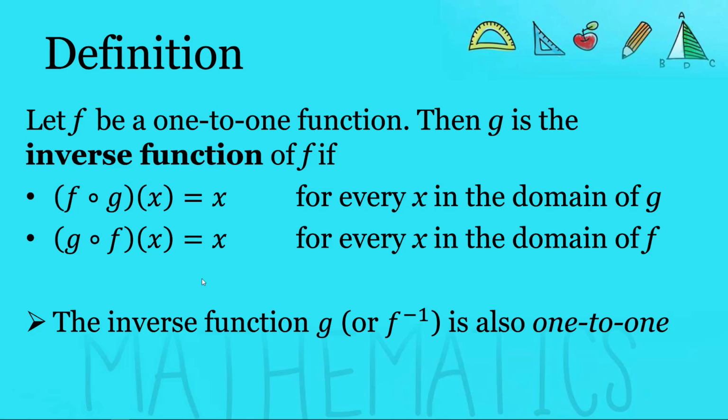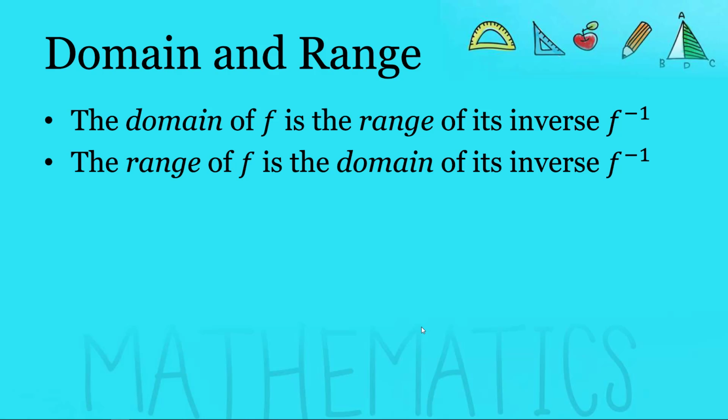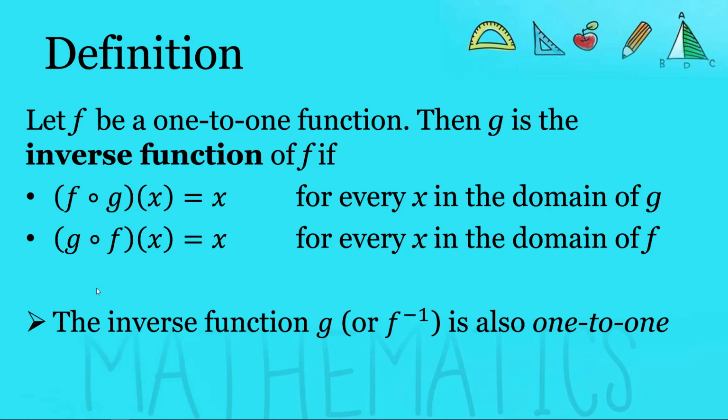And also, I forgot to mention this, the inverse function, f negative 1, will also be one-to-one. So it tends to go both ways, as we are kind of implying here. If g is the inverse of f, then f is the inverse of g. If f negative 1 is the inverse of f, then f is the inverse of f negative 1. Okay, the domain and range. The domain of f will always be the range of its inverse. The range of f will always be the domain of its inverse, which is a necessary condition for this relationship to hold.